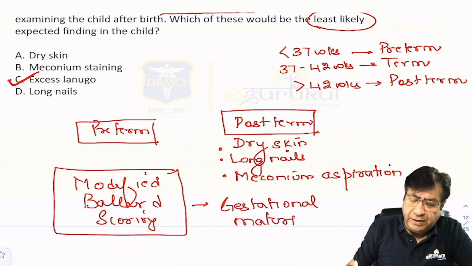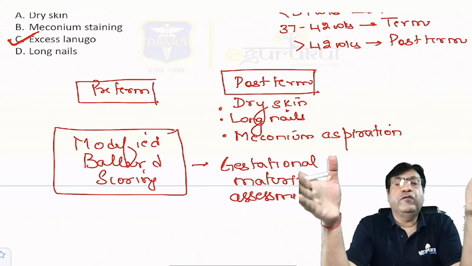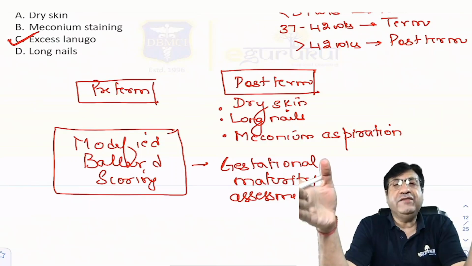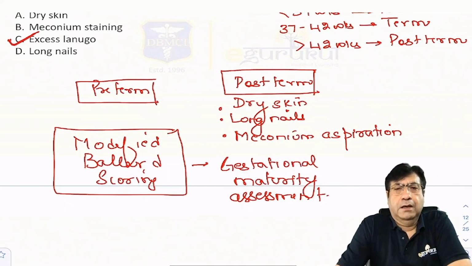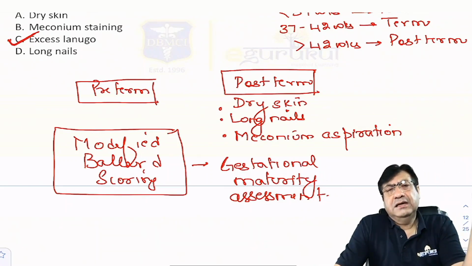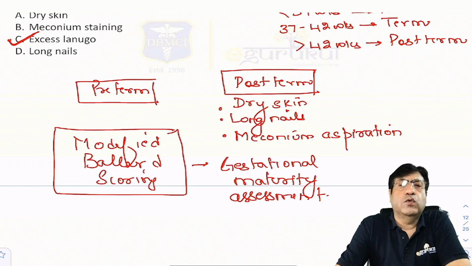So for any newborn who is delivered, you can assess the gestational maturity, especially between 20 weeks to 44 weeks, using the modified Ballard scoring system. It uses certain criteria. I will not go into the details. Using those criteria, a final score is calculated, and based upon the score, you can find out roughly the gestational maturity of that child. That scoring system is known as the Ballard scoring or the modified Ballard scoring system.